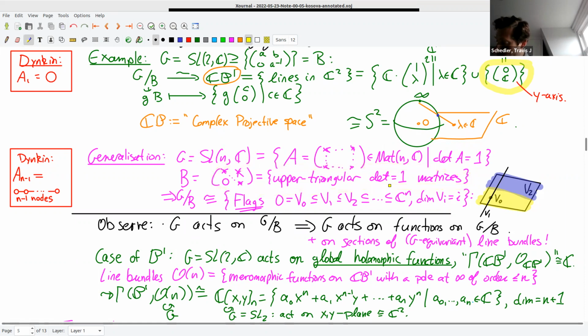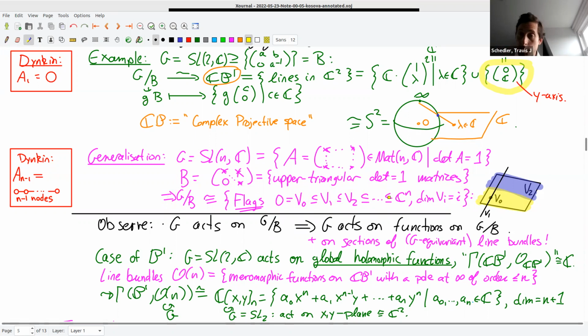Okay, and then if we take that quotient, we get a very similar thing to what we had before, but instead of just lines in C^2, we get what are called flags. So inside of C^n, we have the 0-dimensional space, which is just 0 because it's linear. We have V1, which is a line. Then we have a 2-dimensional space, etc., all the way up to n.